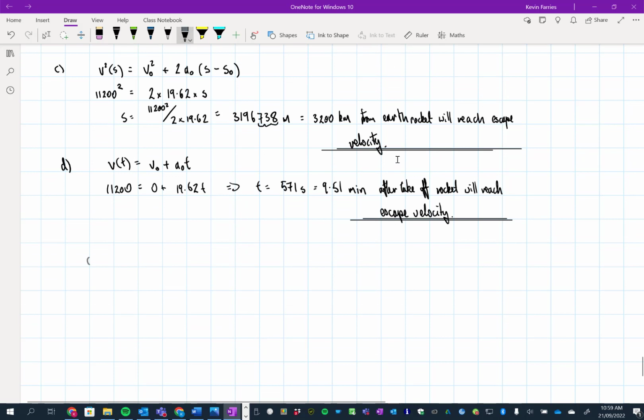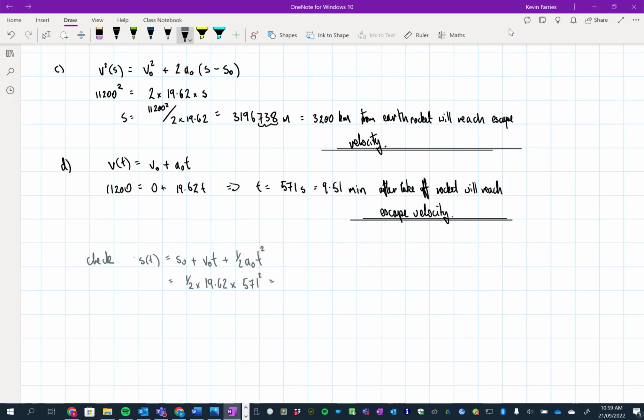So check. And so we've got the equation. The displacement at a given time is equal to the initial displacement plus the initial velocity times the time plus a half times the acceleration times time squared, which is equal to, with initial displacement 0 and initial velocity 0, a half times 19.62 times 571 seconds, which is equal to half AT squared.